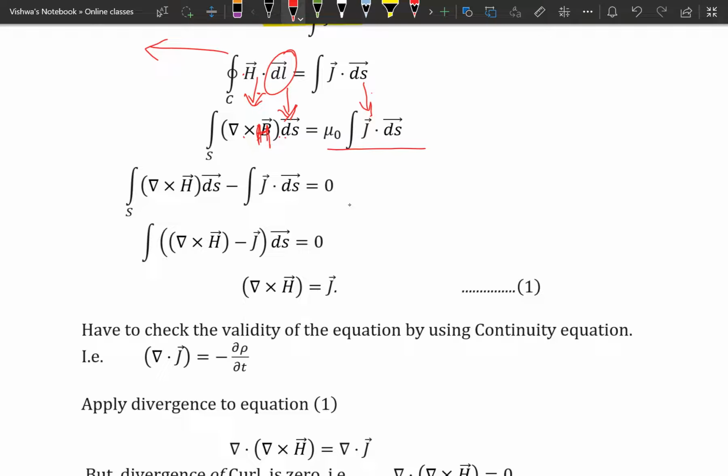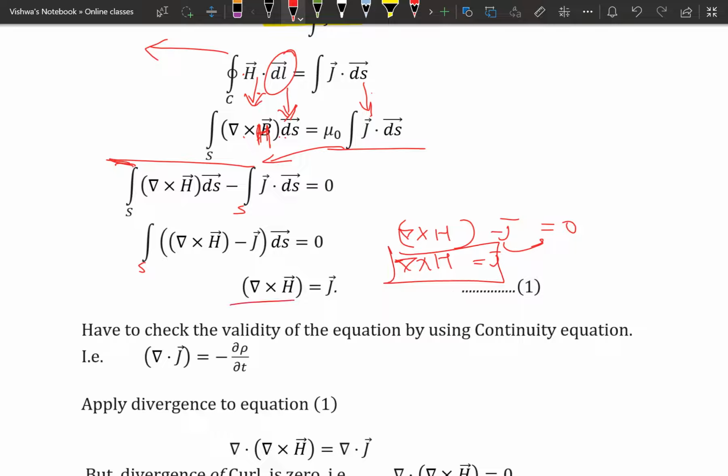Bring the right hand side term to the left hand side, then it becomes minus ∫J·dS equal to 0. Now both integrations are with respect to the surface, so write them under a common integral sign. So the integral of (∇ × H − J)·dS is equal to 0. Since this surface integral is equal to 0, the integrand can be equated to 0. The integrand is ∇ × H − J, so that is equal to 0. Bring J to the right hand side, then ∇ × H = J. Okay, so this is the term.